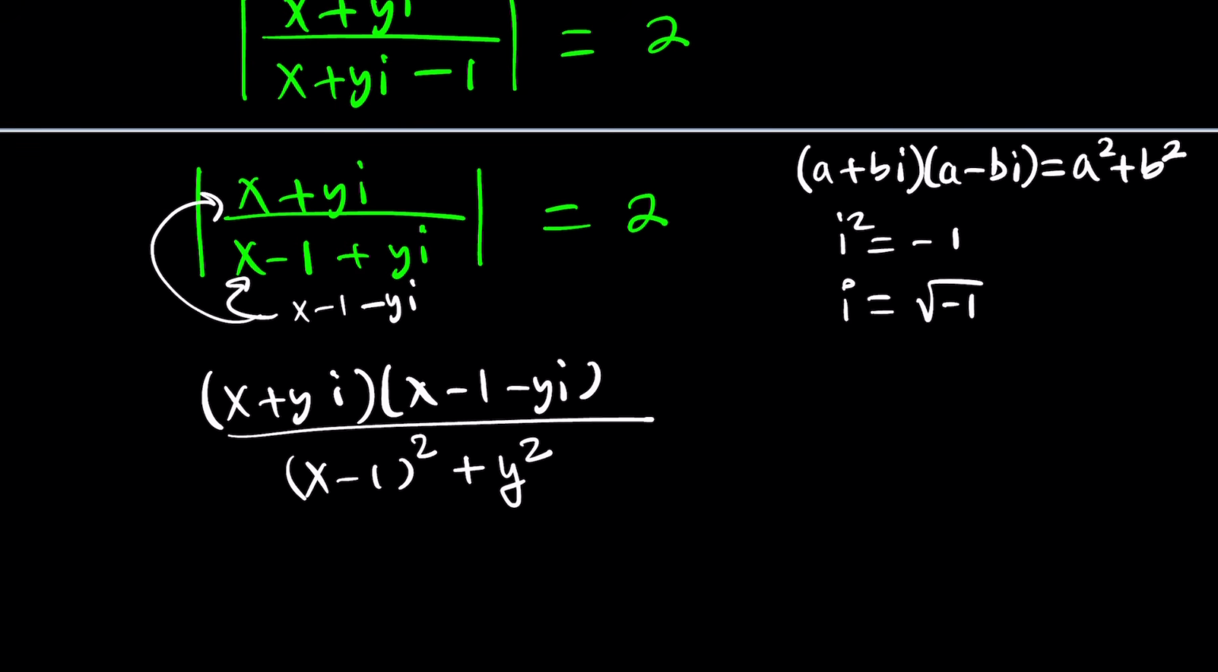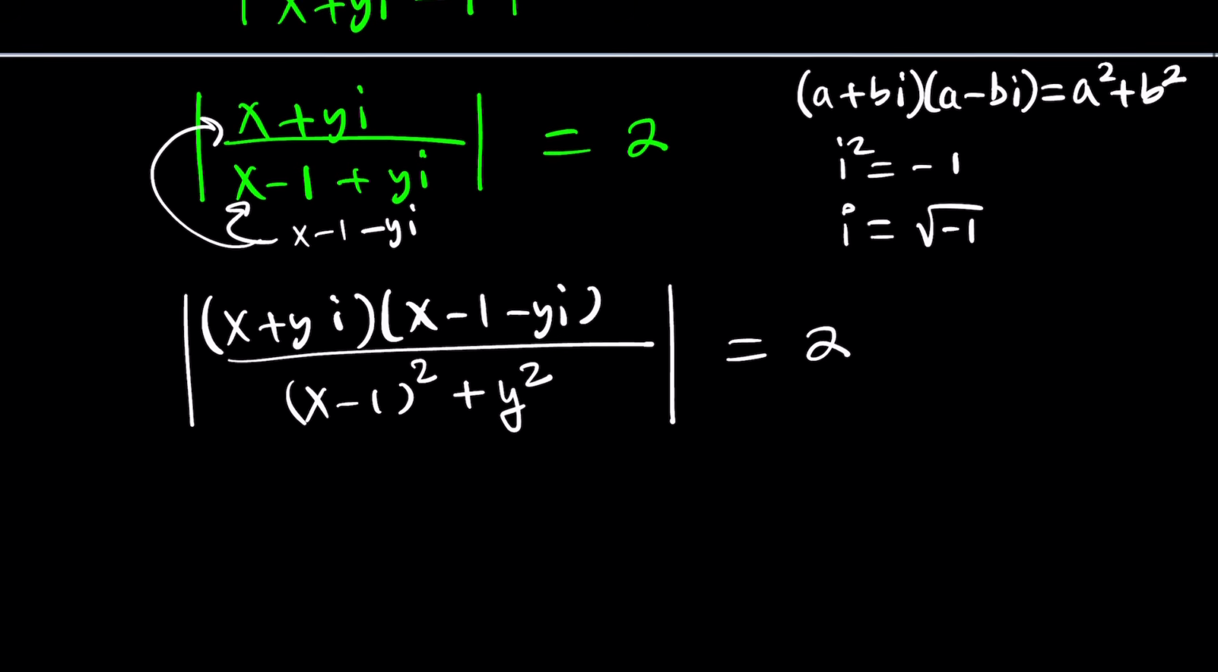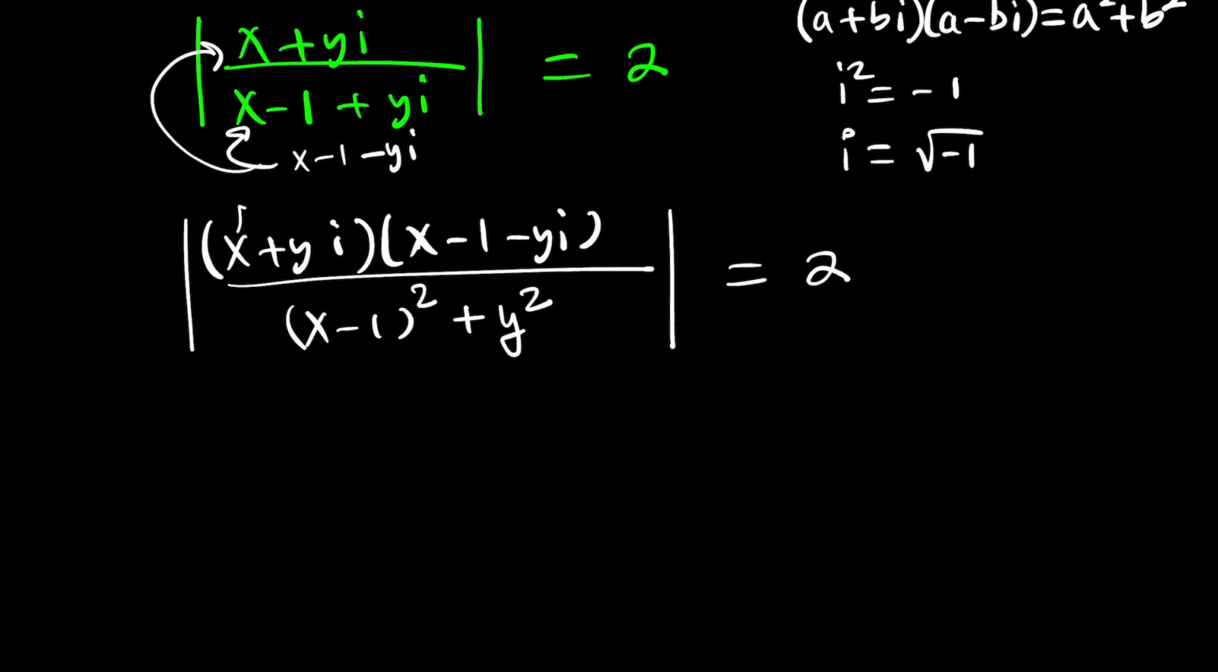In the denominator, we're going to be getting x minus 1, real part squared, plus the imaginary part squared. Of course, we still need to take the absolute value after we simplify everything. Of course, in the numerator, we need to use distributive property. Let's go ahead and multiply these two things. That gives us x squared minus x. And then the next thing I'm going to do is multiply this one by this one, because they both have i, and i squared is negative 1. So when you multiply those, you're going to get negative y squared i squared, which is going to turn into positive y squared. Make sense?